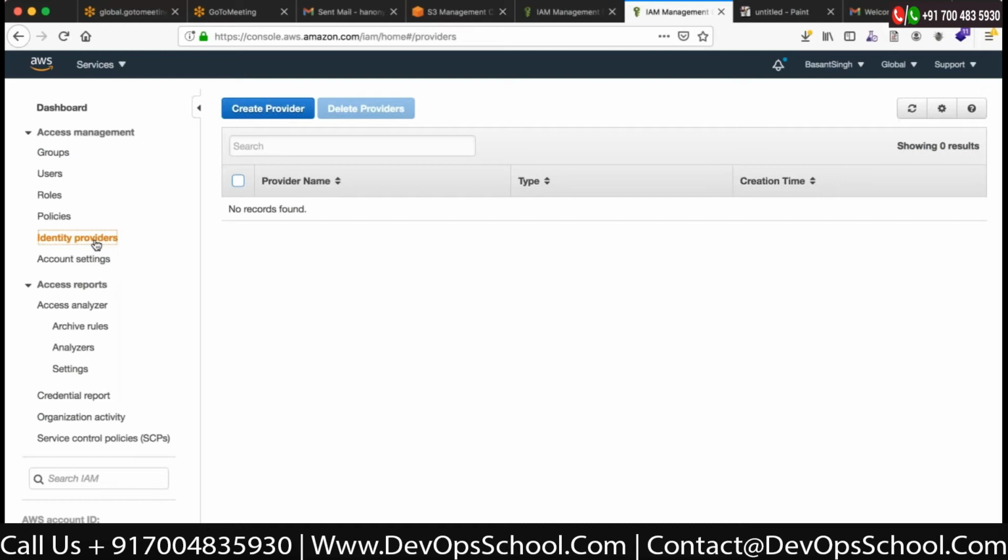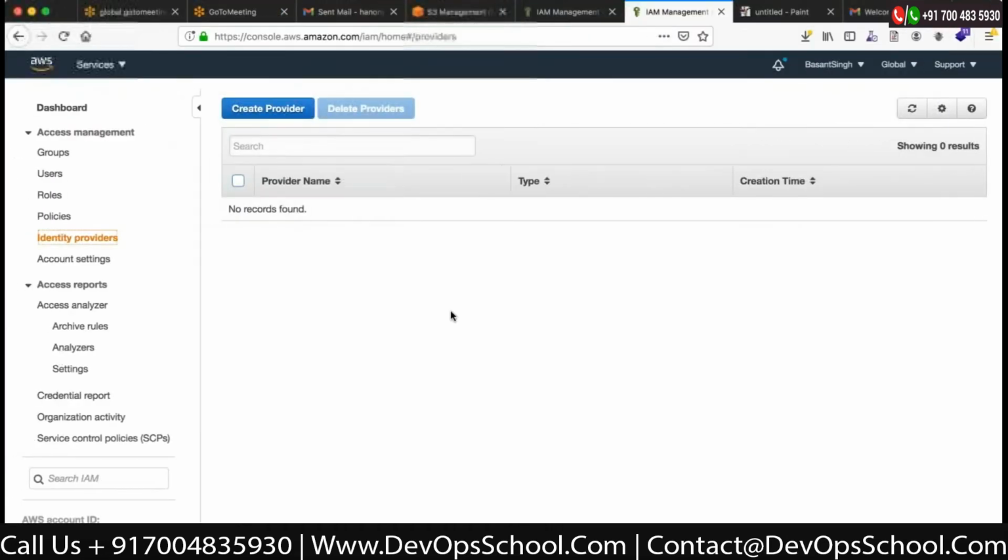Then what you can do is create a provider, and in create provider you just need a SAML document, which your federated Active Directory administrator or your Okta administrator can provide you. You just need that access, and once you have that document, you will be able to create providers. So identity providers can manage identities outside of AWS.